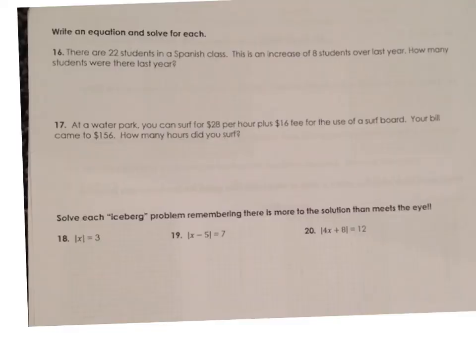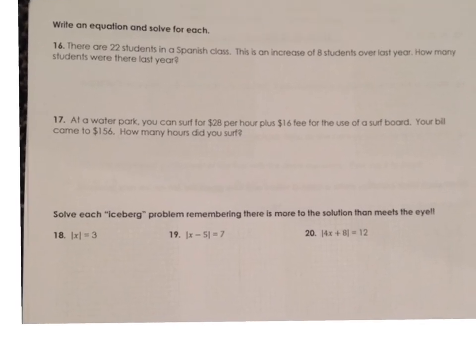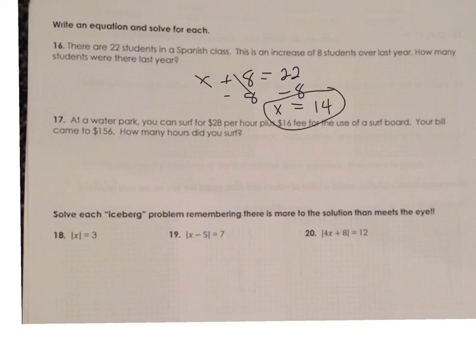Number 16. There are 22 students in a Spanish class. This is an increase of 8 students over last year. So if I had to create an equation, my equation would look something like this. X representing the number of kids in the class plus 8 is equal to 22. So that would be my equation. Now to solve it, I'd minus 8 from both sides. And we would have 22 minus 8, which would be 14. So that would be my solution.